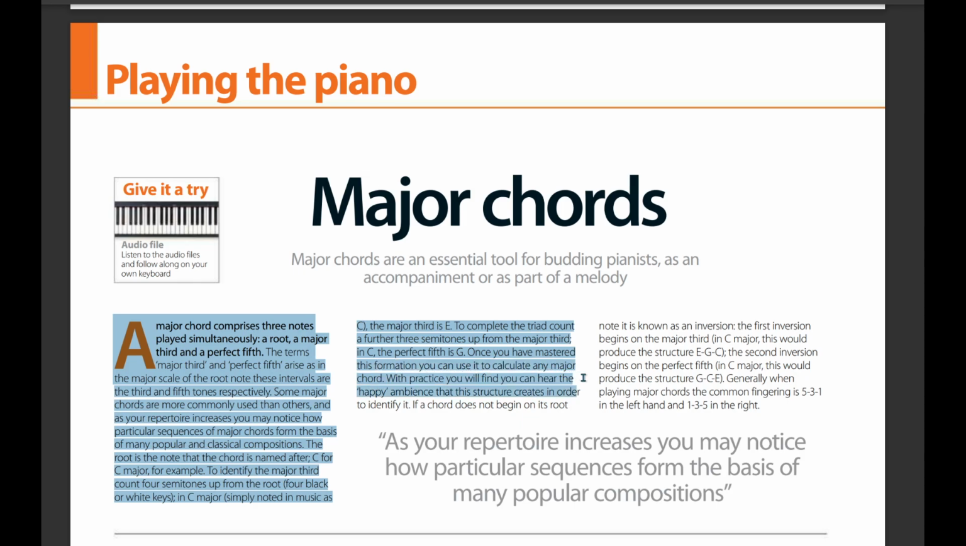With practice, you'll find you can hear the happy ambience that this structure creates. In order to identify an inversion, if a chord does not begin on the root note, then it's an inversion. The first inversion begins on the major third. In C major, this would produce the structure EGC. And the second inversion begins on the perfect fifth. In C major, this produces the structure GCE.